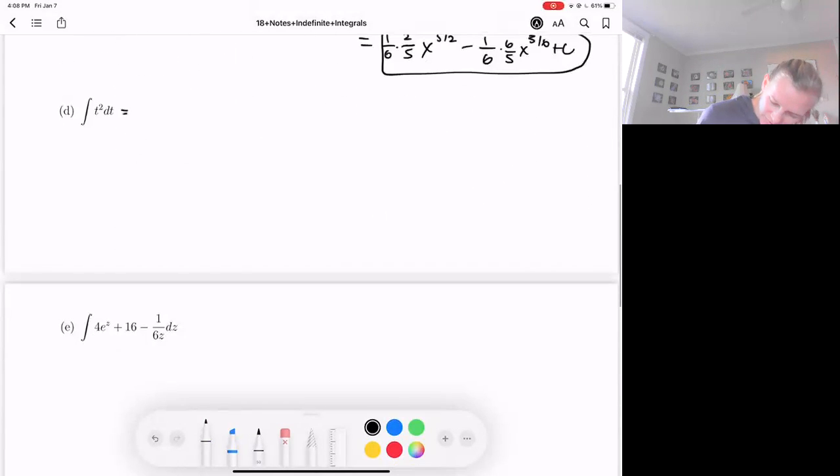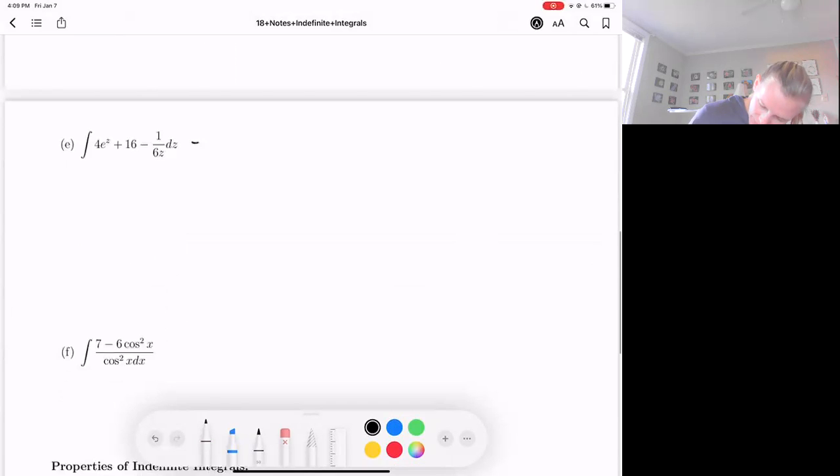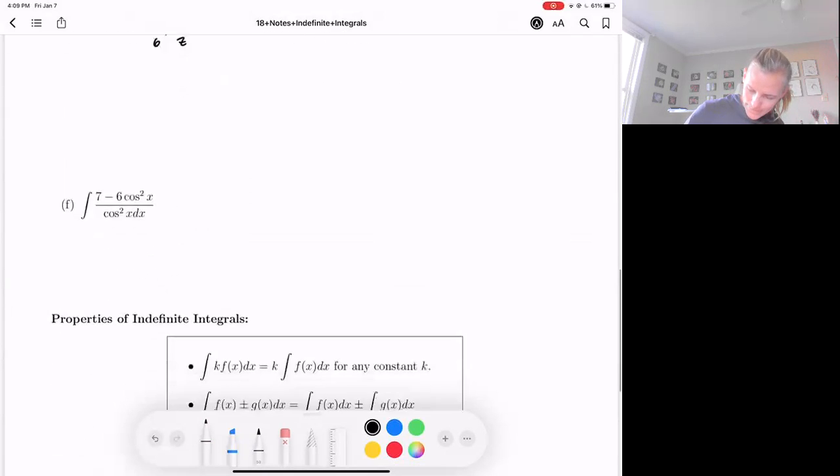Okay, so this one is easier after that last one. This one's just going to give me 1/3 t cubed plus c. This one is going to give me 4e to the z plus 16z minus 1/6. We're going to treat this as 1/6 times 1 over z. So this is 1/6 ln absolute value of z plus c.